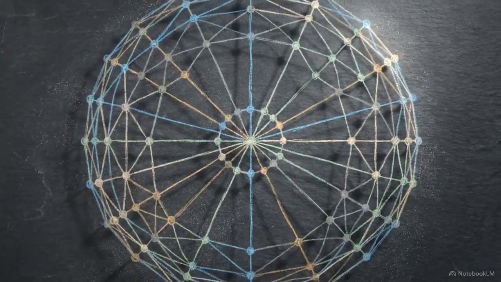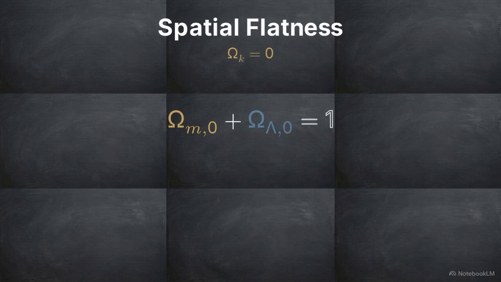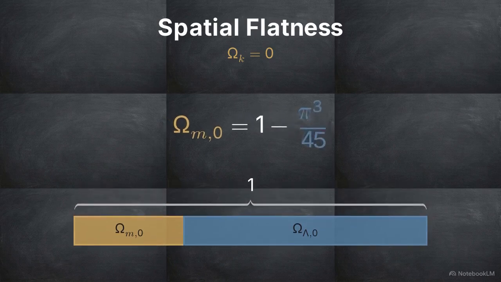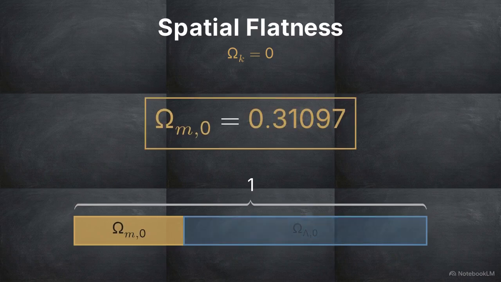Cosmology operates on the widely accepted observational condition of spatial flatness, meaning omega sub k equals 0. Under spatial flatness, the total matter fraction and the dark energy fraction must perfectly complement each other to equal exactly 1. To find the total matter fraction, we calculate the complement by subtracting the derived dark energy fraction from 1. That subtraction leaves us with a total matter fraction of approximately 0.31097. Fixing the spatial geometry automatically fixes the total macroscopic matter sector in a closed form. This happens before any split into baryonic and dark components occurs.